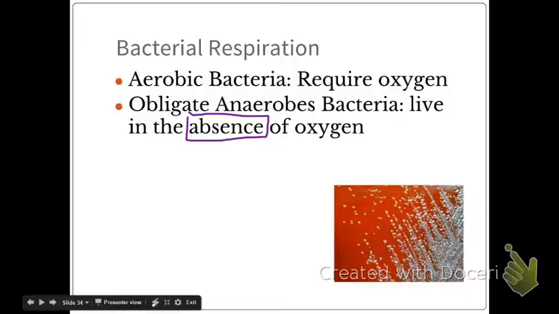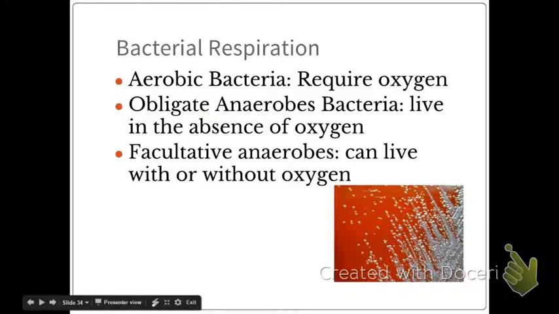So again, obligate anaerobes live without oxygen, and then facultative anaerobes can live with or without oxygen. So these guys are kind of the go-between between aerobic and anaerobic bacteria. So facultative anaerobes can live with or without oxygen.